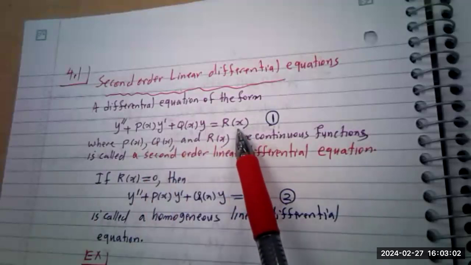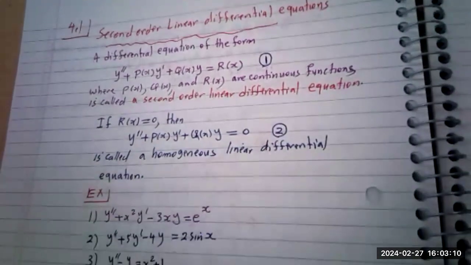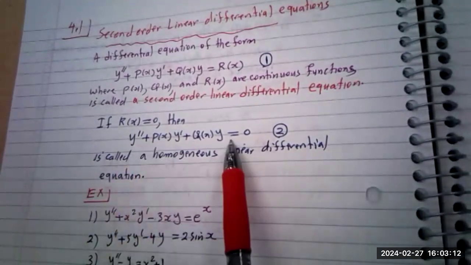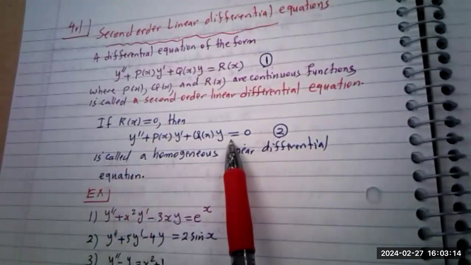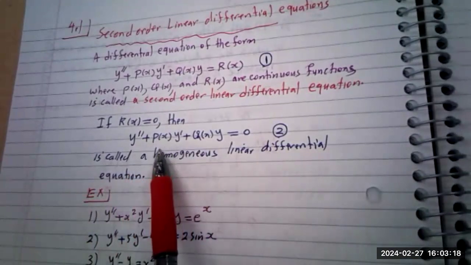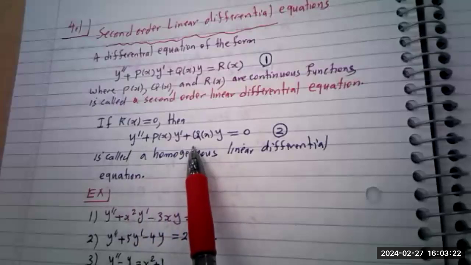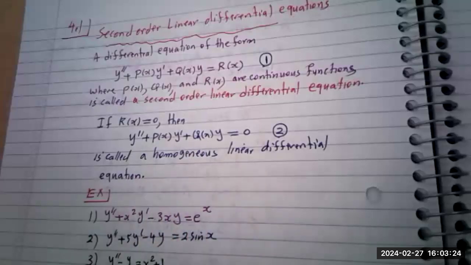So r(x) is just a continuous function, it can be any function. If r(x) is equal to 0, we're going to have the associated equation. This by itself is going to be an interesting problem. So this is going to be the homogeneous one, a homogeneous second order linear differential equation.